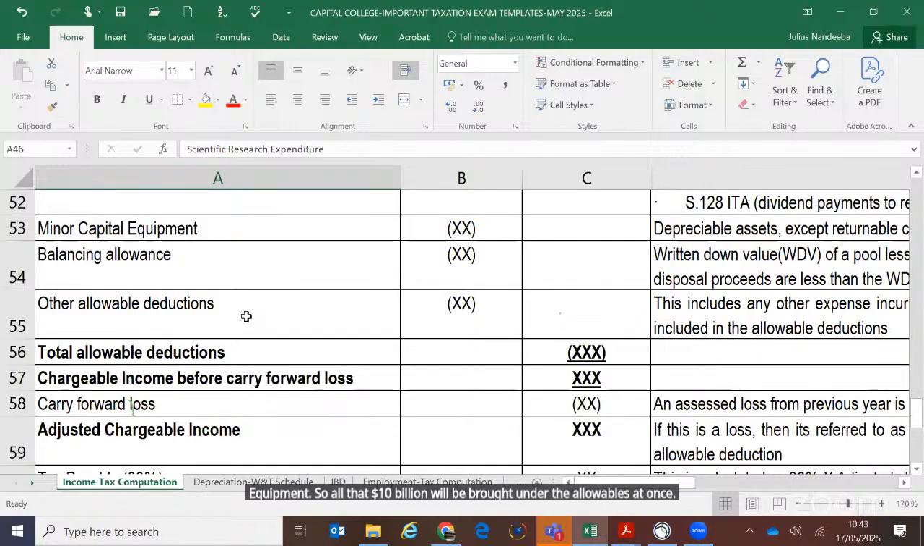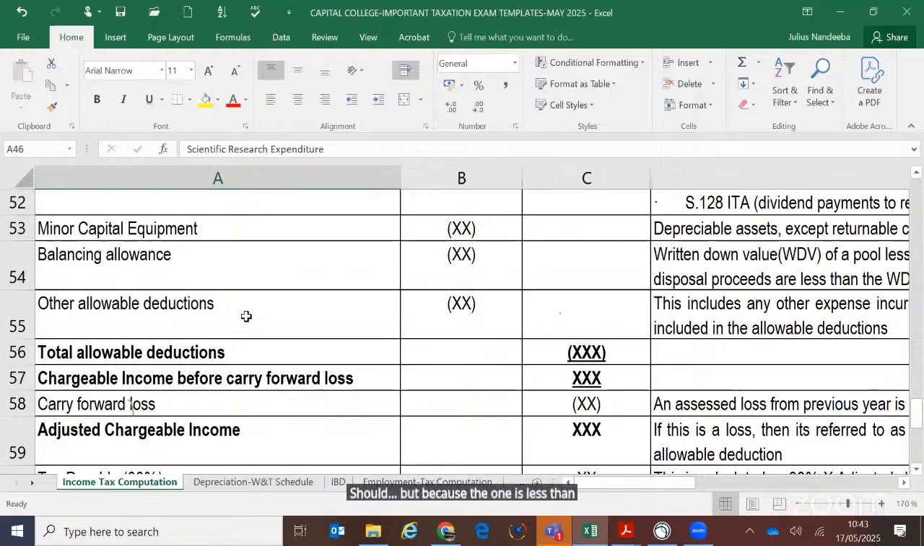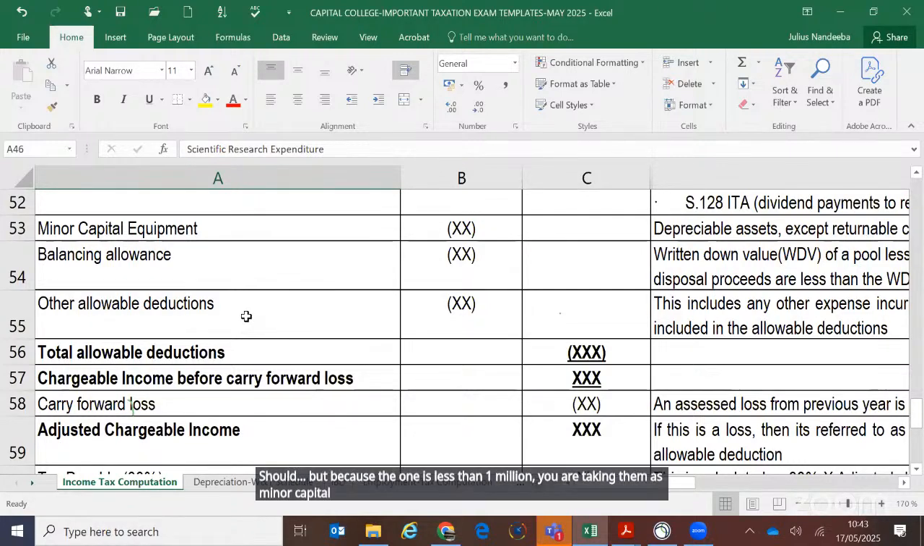You're not going to take those assets in the wear and tear. But if the value was more than 1 million, then you take them to the wear and tear schedule. But because the value is less than 1 million, you are taking them as minor capital equipment, and the whole cost is an allowable deduction. I hope you fixed that.